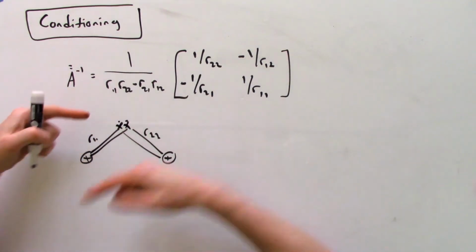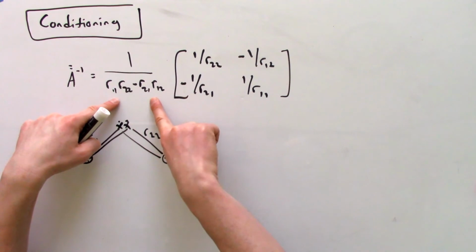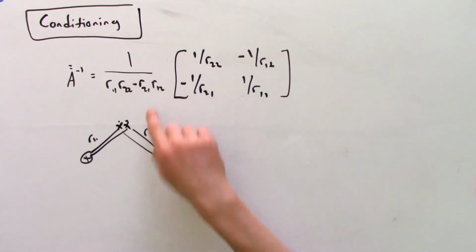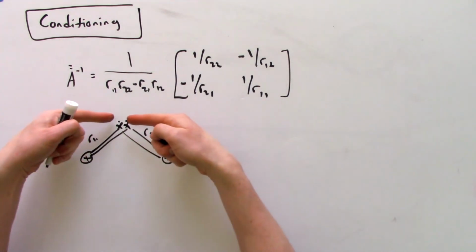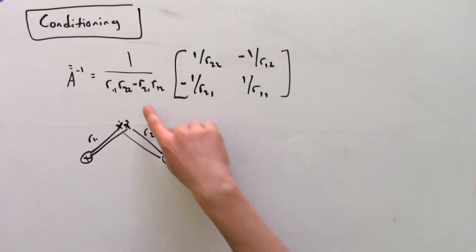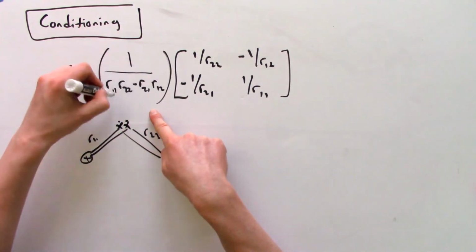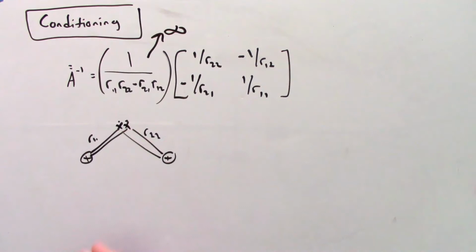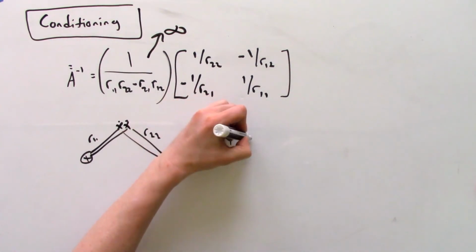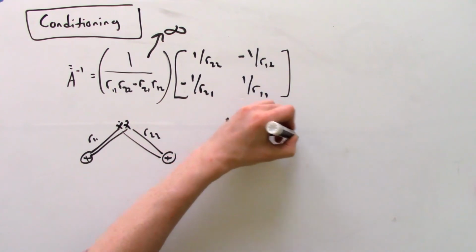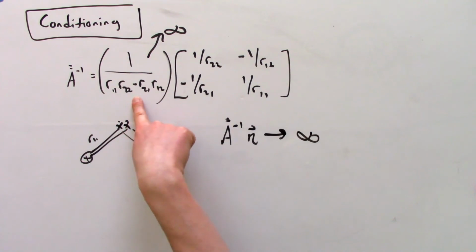So as these 2 points get squished closer and closer together, this term here starts to approach 0, and I get a 1 over 0, or something very close to a 1 over 0. So in the limit, as these 2 things squish closer and closer together, the closer I get to a division by 0, which means this leading coefficient skyrockets to infinity. So what that means is my A inverse times my noise vector basically blows up to infinity as these 2 points here get very, very close.